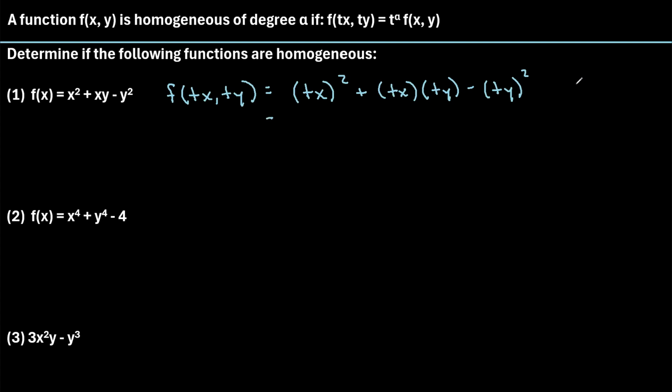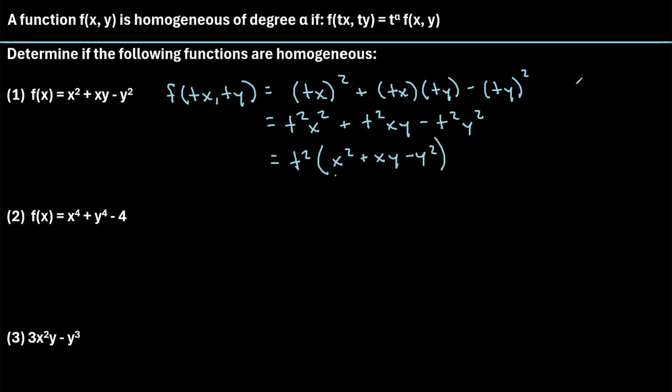So let's see if we can simplify a little bit. When we have an expression like this raised to a power, we can raise each individual element to that power. So this would be t squared times x squared. And then we have plus, when we multiply these two expressions together, we would have two t's, so we would have t squared xy, minus, lastly, t squared y squared. We'll notice that each of these terms has a t squared in it, so we can factor out a t squared. When we pull that out, we'd be left with x squared plus xy minus y squared.